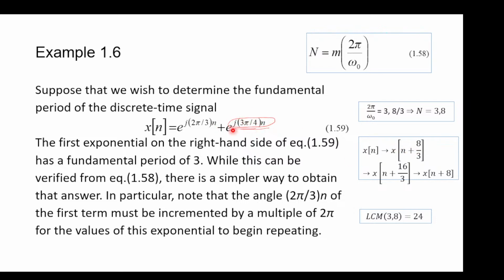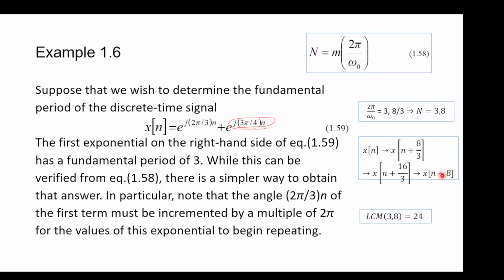Then you see, what if I want this to be a multiple of 4 pi? Then you want to increase your n by 16 over 3. But you see 16 over 3 is still not an integer. Finally, if you increase your n by 24 over 3, then this j 3 pi over 4 will increase by 3 pi, and your n actually increases by 24 over 3, which is 8.